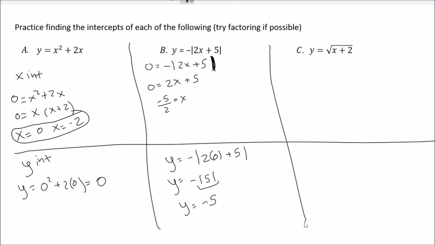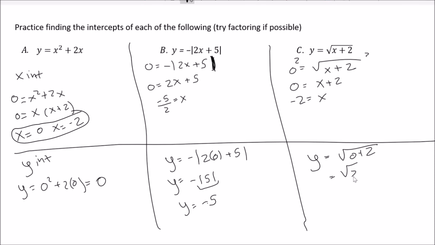Okay, and here's how the last one goes. Okay, down here, we're going to get 0 equals root x plus 2. Okay, we can square both sides to get rid of the root. Hey, it does nothing. So we get 0 equals x plus 2, and then we'll subtract the 2 to get x equals negative 2. And then down here, we get y equals the square root of 0 plus 2, which is just going to be root 2. Okay, so not too bad.